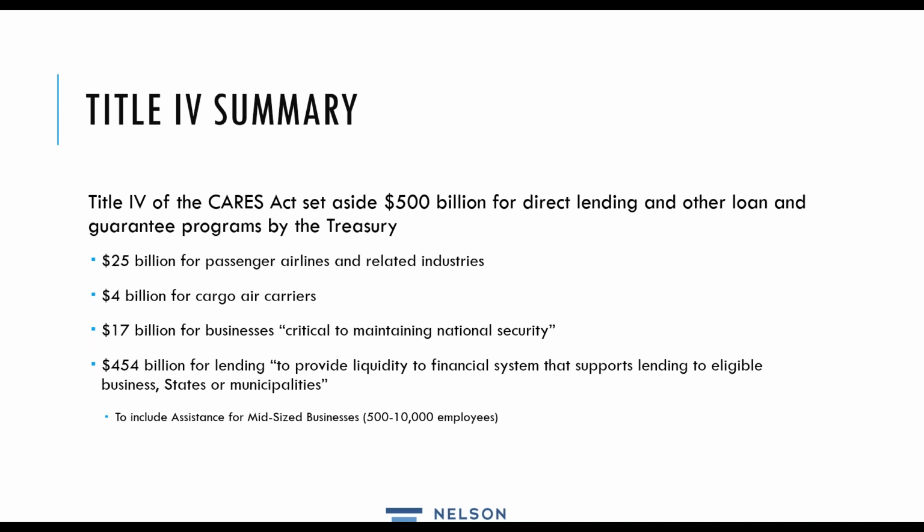The CARES Act also, in Title IV, attempted to address other industries or other businesses. And it started off by allocating some funds to the Treasury to give directly to the airline industry and its related businesses. And that's about $46 billion. And then it also provided $454 billion for lending to the financial system, broadly speaking. Next slide, please.